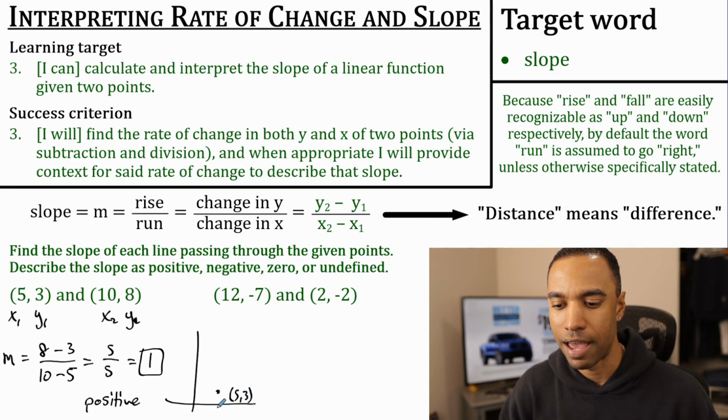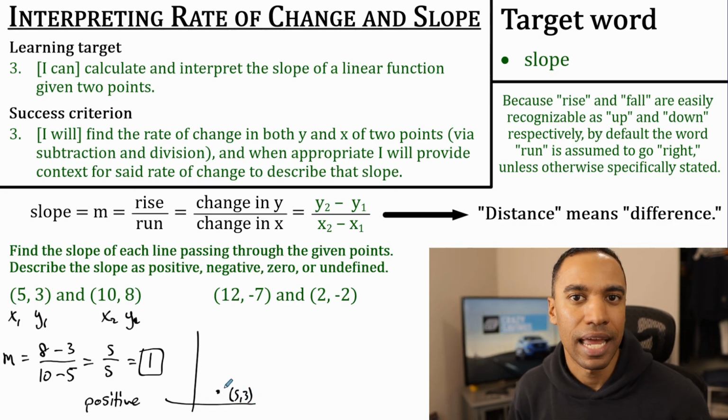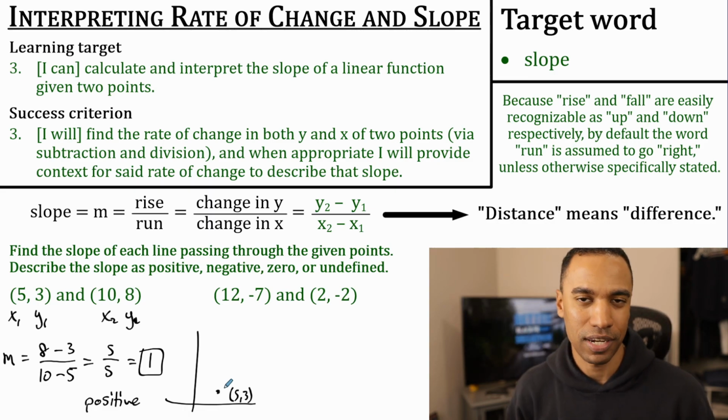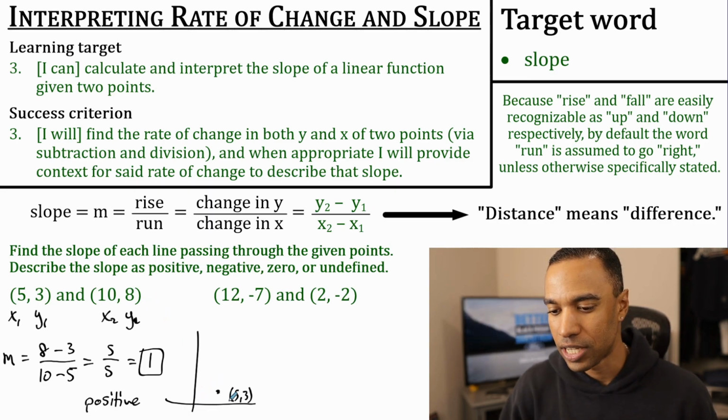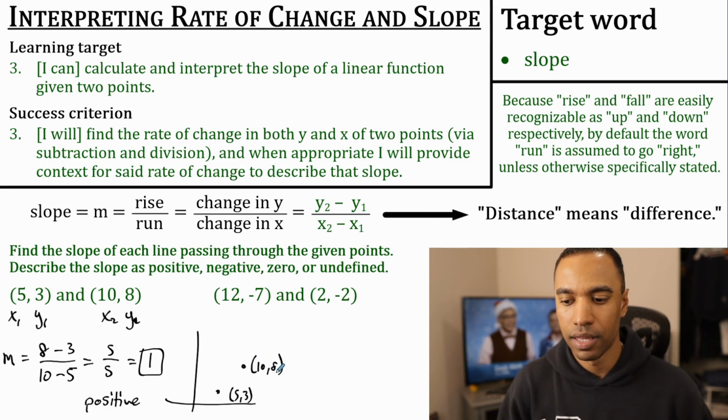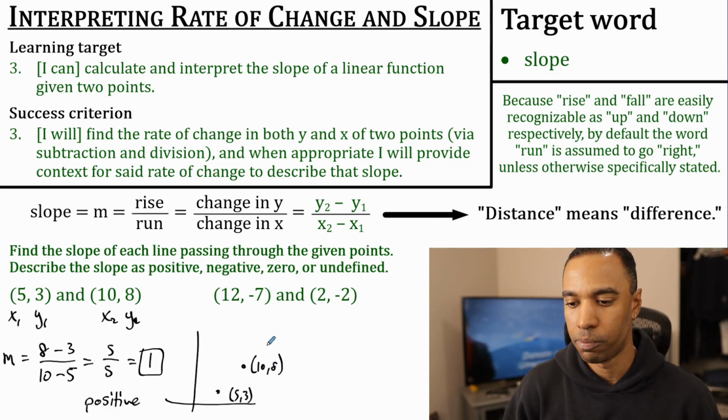How did I do that? 5 over 3 up. I roughed it out. It doesn't matter what, I roughed it out, right? That's the point. Here's 10, 8, about twice as much as 5, and 8's up here. Boom. There it is. Those are my 2 points.